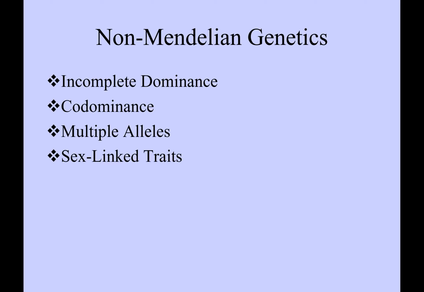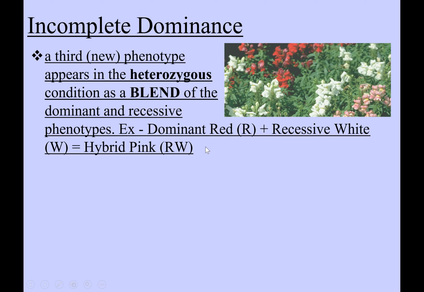You might remember these things from middle school. You might not. It's okay. We're going to start today by talking about incomplete dominance and codominance. In the coming days, we'll review and learn about multiple alleles and then sex-linked traits. So we'll start with incomplete dominance.